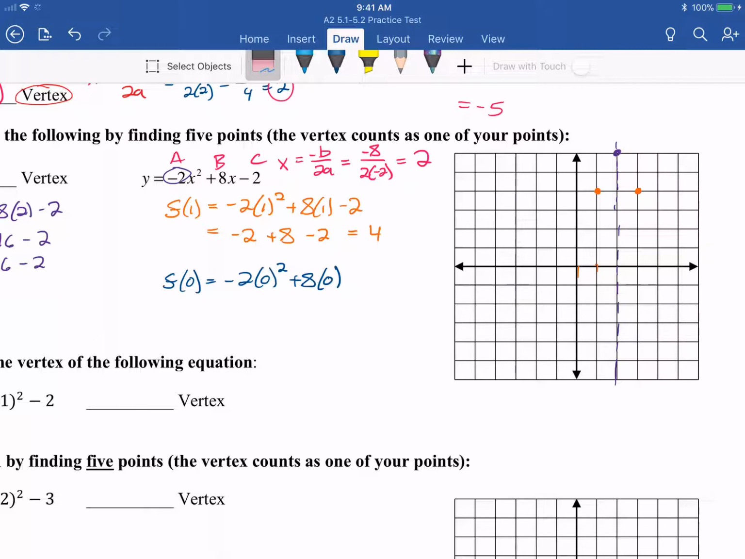Still not waking up. There we go. All right, so now I have -2. There we go. All right, so now if I look here, these guys both turn into 0, so I get f of 0 is equal to -2. So now I plot that guy, I get 0, -2.